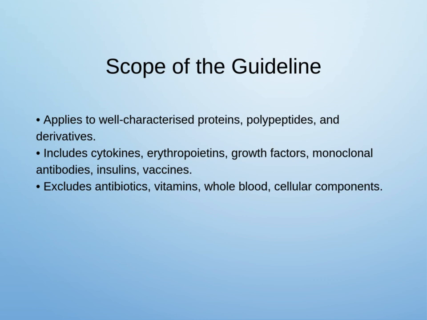It applies to well-characterized proteins and polypeptides, such as cytokines, erythropoietins, monoclonal antibodies, growth hormones, and insulin. It explicitly excludes products like antibiotics, vitamins, blood, or whole cellular components. Why? Because the stability mechanisms differ significantly. For example, antibiotics degrade chemically, but proteins are much more vulnerable to physical changes like aggregation.